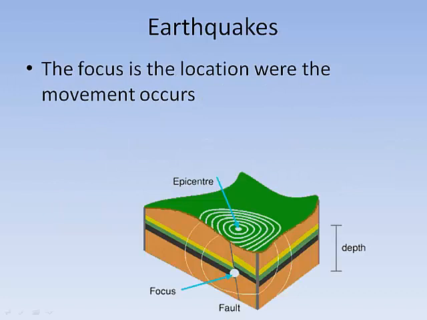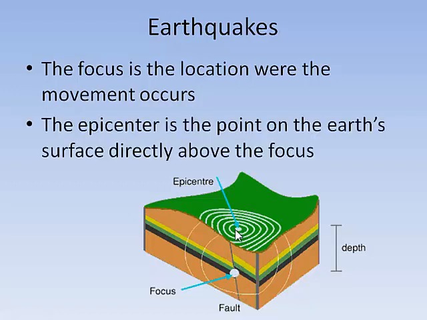All right, so we need to learn a few terms when we're talking about earthquakes. The focus is the actual location where the movement occurs along the fault line. So the focus would be this area right here where movement has occurred along this fault. The epicenter is the point on the Earth's surface directly above the focus. When we hear about earthquakes, we always hear that they're, say, 40 miles east of Los Angeles. What they're talking about there is the epicenter, that spot on the Earth's surface directly above the location on the fault where movement has occurred.